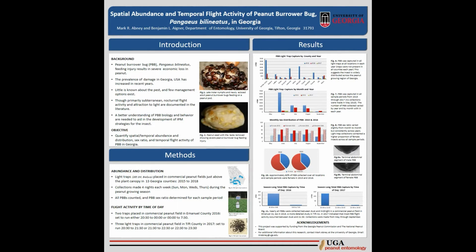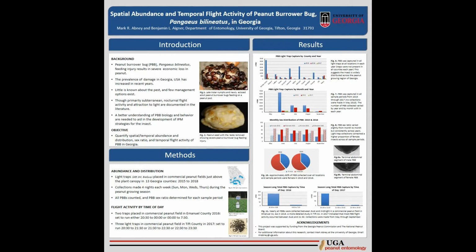So following that, our objectives for the work we're discussing today were to quantify the spatial and temporal abundance and the distribution of peanut burrower bug. We wanted to look at the sex ratio of the insect, and then we wanted to look at when the insect was active in terms of flight in a 24-hour period.